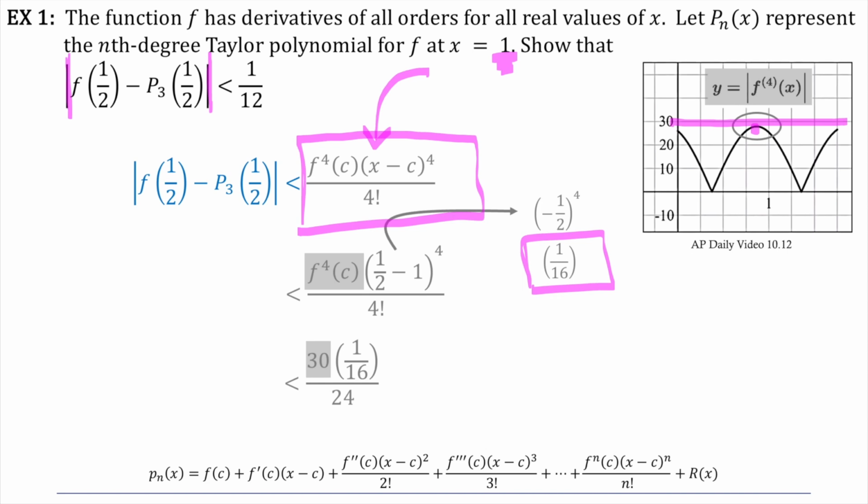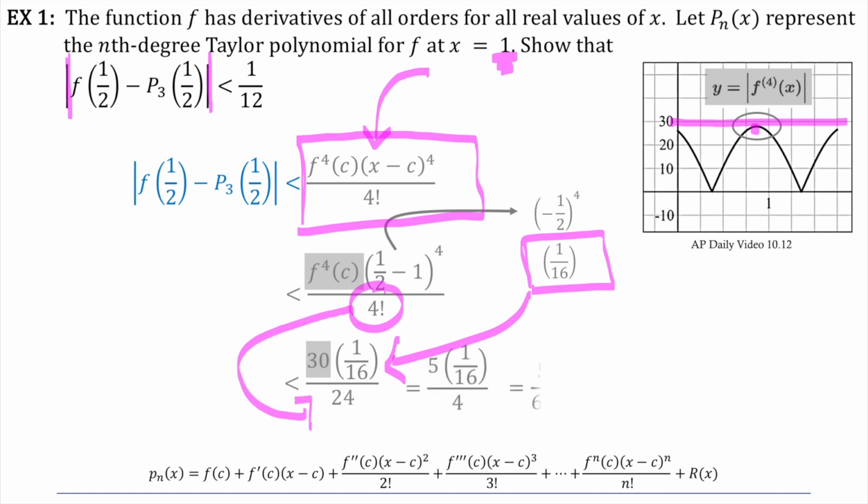And then times our 1/16 divided by 4 factorial, which is 24. And we get 5/64. Is 5/64 less than 1/12? Yeah, it is.